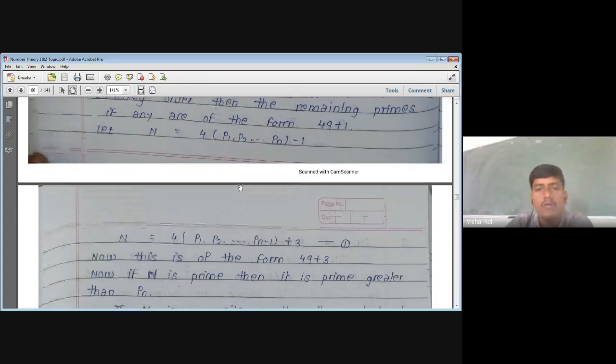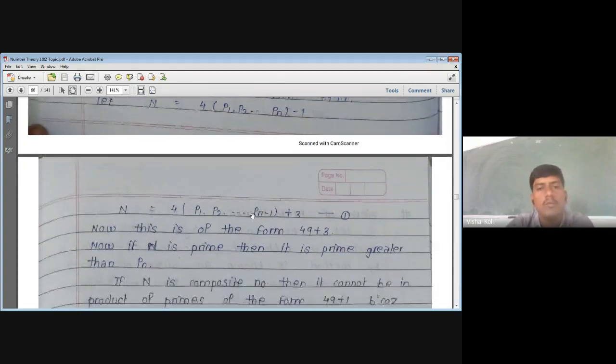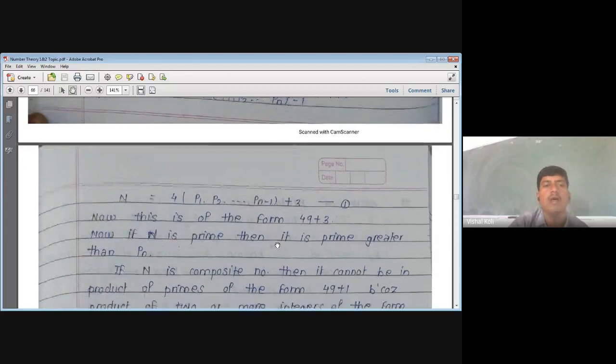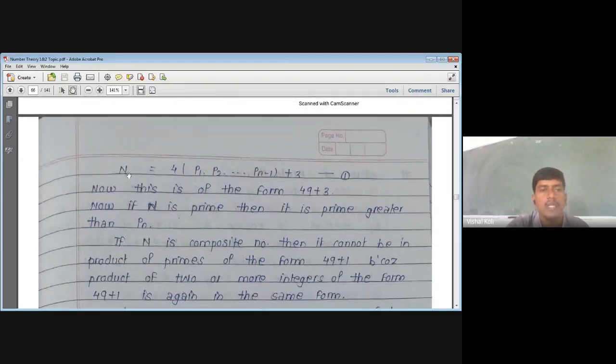Okay, now again, as p1 p2 up to pn are all prime numbers, their multiplication is again an integer, and an integer minus 1 is again an integer. Therefore let us take its value to be q, that is, p1 p2 up to pn minus 1 is nothing but q. Therefore this capital N is again in the form of 4q plus 3, where q is nothing but p1 p2 up to pn minus 1. Okay, now there are two possibilities for this capital N.